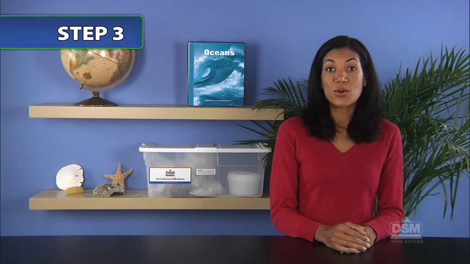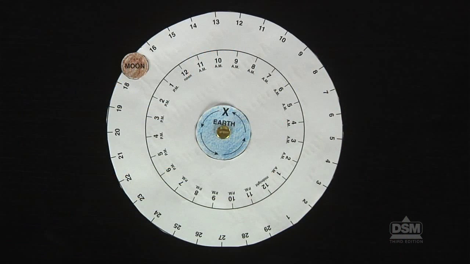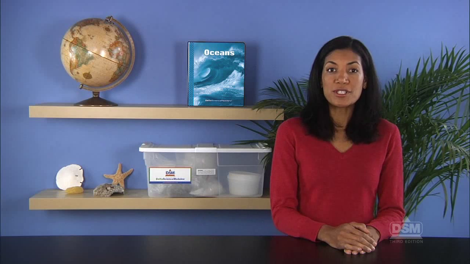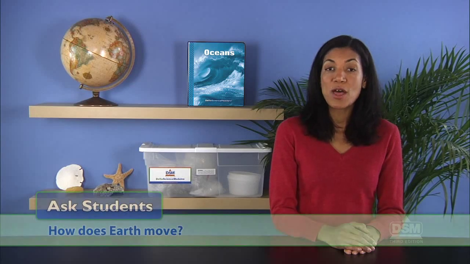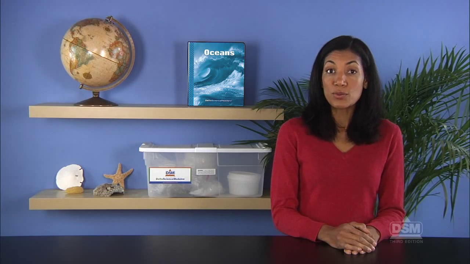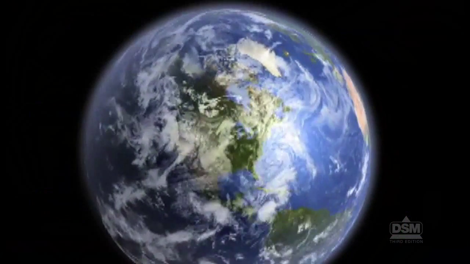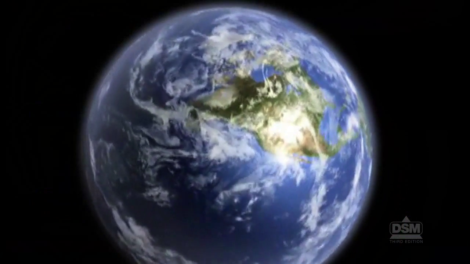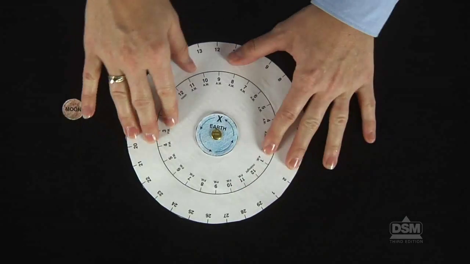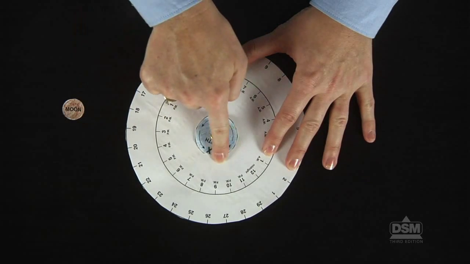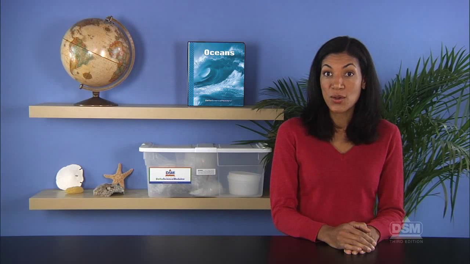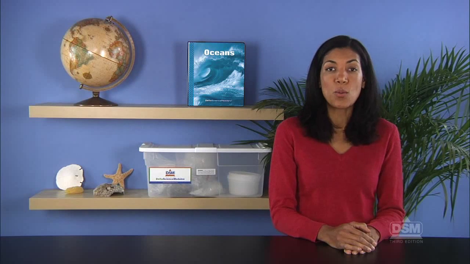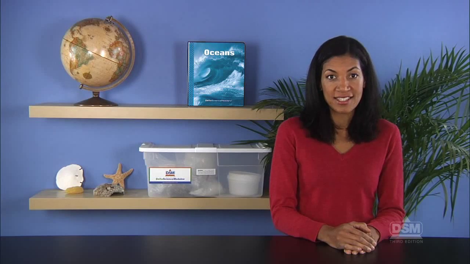Draw attention to the Earth disk in the center of the dial. Explain that this disk represents Earth as seen from above the North Pole. Ask students, how does Earth move? Help students understand that the Earth rotates on its axis counterclockwise from west to east. Turn the Earth disk counterclockwise to simulate Earth's rotation on its axis, and then review that it takes Earth 1 day, or about 24 hours, to make 1 complete rotation on its axis.